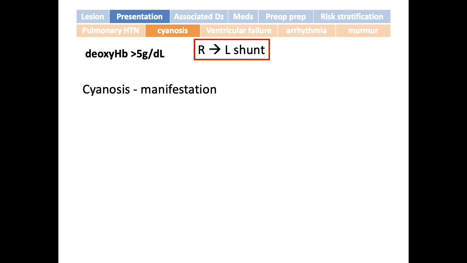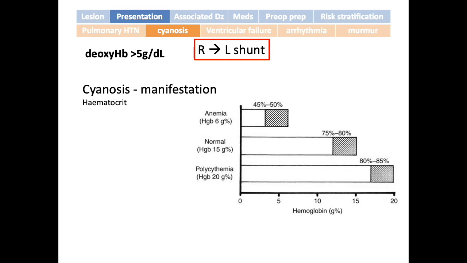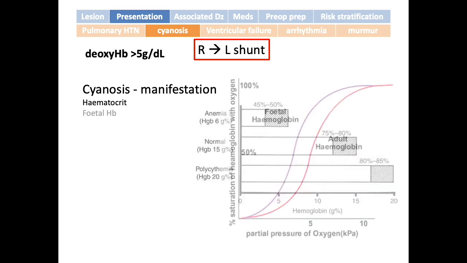Cyanosis is another feature the patient with congenital heart disease may present with. It can be defined as a state where the deoxyhemoglobin concentration is more than 5 grams per deciliter, and its manifestation depends on several factors. Firstly, the more concentrated the hemoglobin is, the earlier cyanosis occurs during desaturation. A polycythemic patient with hemoglobin of 20 will be cyanosed at an oxygen saturation of 80 to 85%, whilst an anemic patient needs to desaturate to 50% before he appears cyanotic.